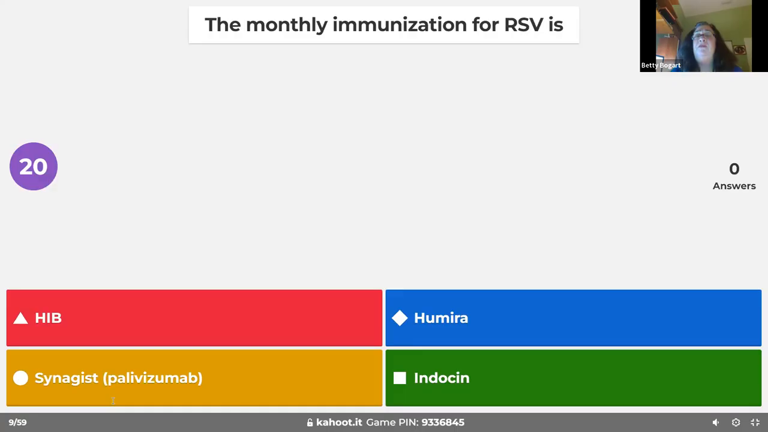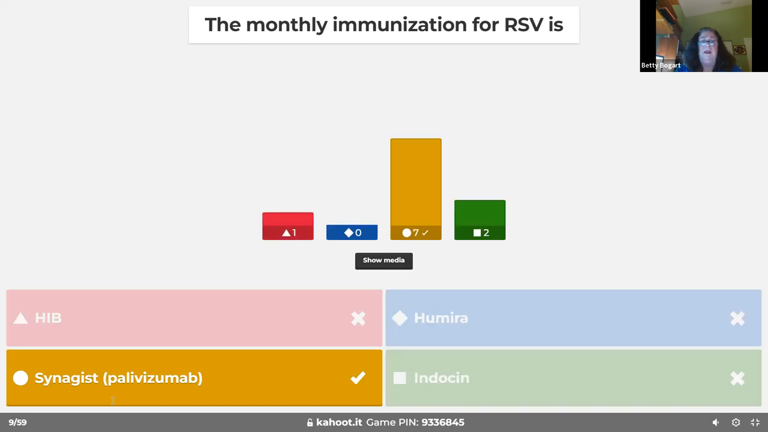The monthly immunization for RSV is what? And it's called Synagis, and the other name, the generic, is palivizumab. It's a biologic. And again, it's monthly from fall to early spring. And this is given to those children, immunosuppressed, cardiac children, premature children. There has to be a reason why. Normal healthy newborns don't need it. Normal healthy young infants. And it's for the first year of life.